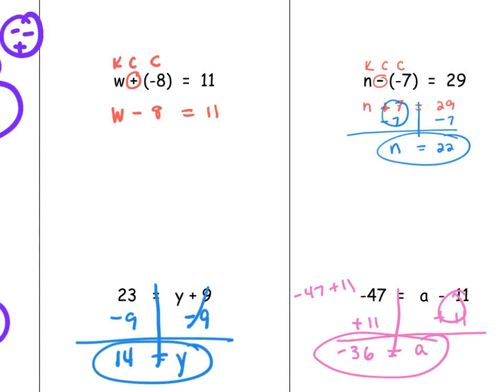What is a solving step, now that you see it written this way, that you need to do? If you said that we should add 8, you are correct. So I'm going to add 8 to both sides, and the final answer is W equals 19.